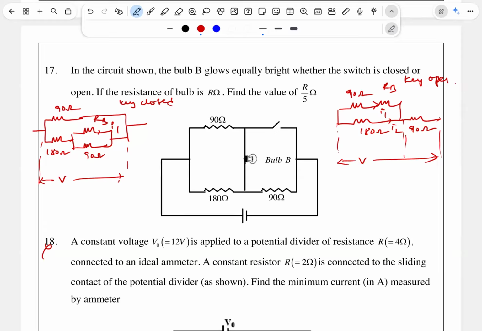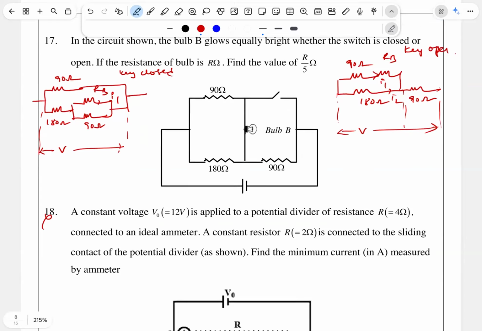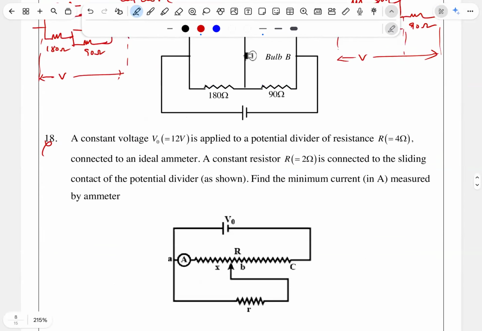You work on the distribution of currents accordingly. I have given you the basic structure of the question. Number 2, bulb glowing same means same current. Any doubts? Boys and girls. Next, first part is done.